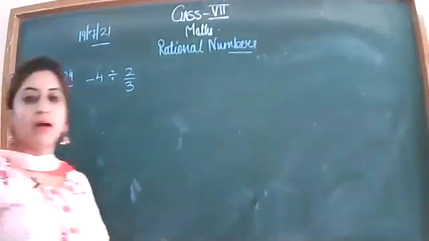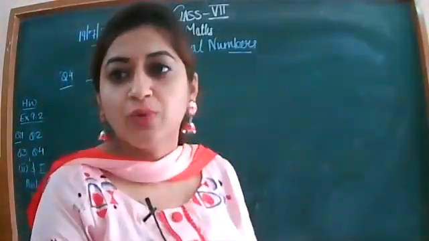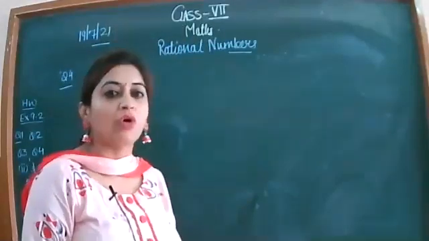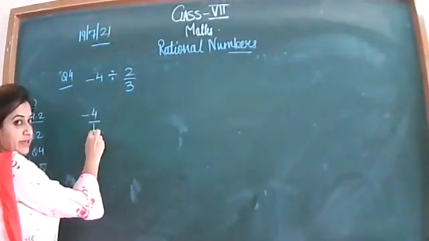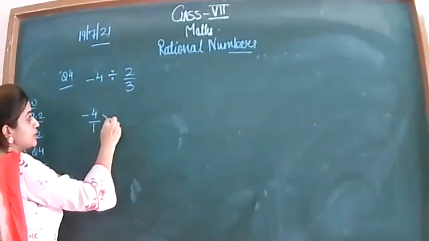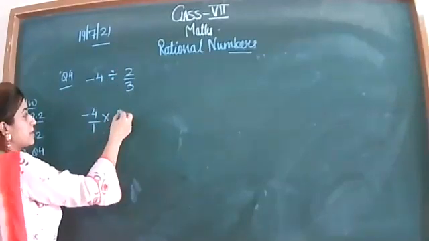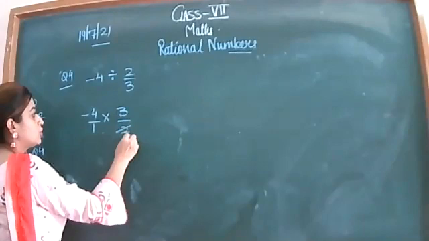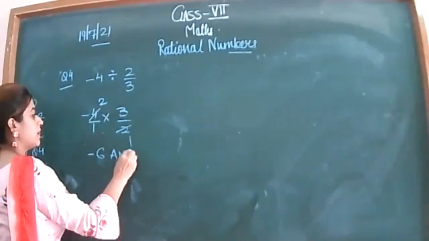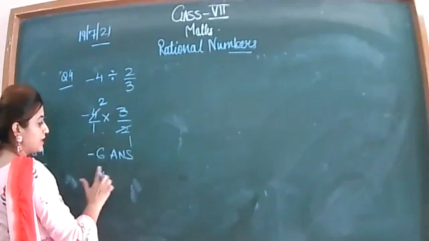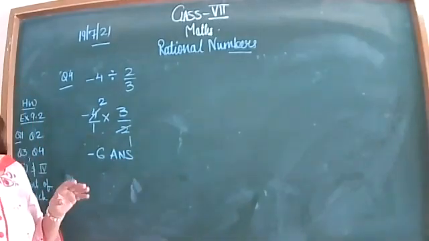Yes, keep this thing in mind. In case of division, you will always make the reciprocal of the second number. The first number, minus 4 by 1, will remain the same. Divide will change to multiply, and 2 by 3 becomes 3 by 2. 2 ones are 2, 2 twos are 4. Answer is minus 6 by 1, so you can just write minus 6.